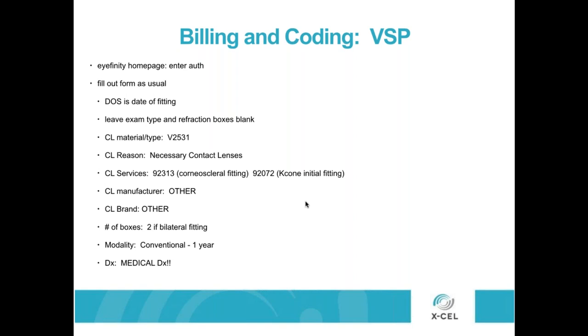The other code, once they've been fit once or if they don't have keratoconus, is 92313. That's a corneal scleral fitting, but it's the closest thing we have to a scleral fitting. You'll use this for anybody who does not have keratoconus or if it's not their initial fitting. Use 92313. VSP will give you the option for both. And then V2531 is the scleral lens V code that you'll use.